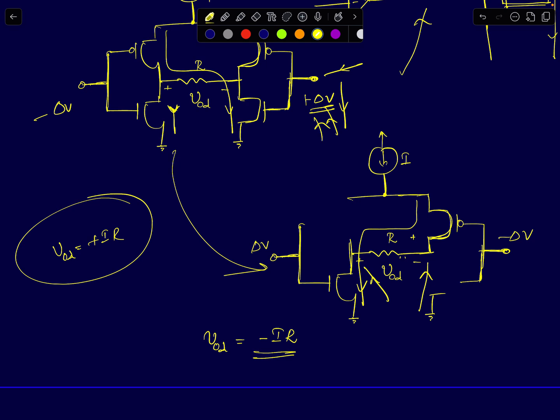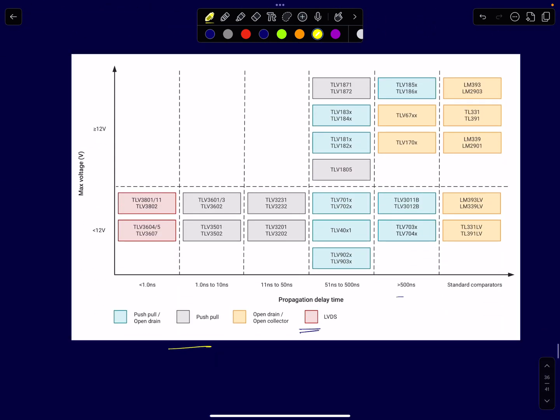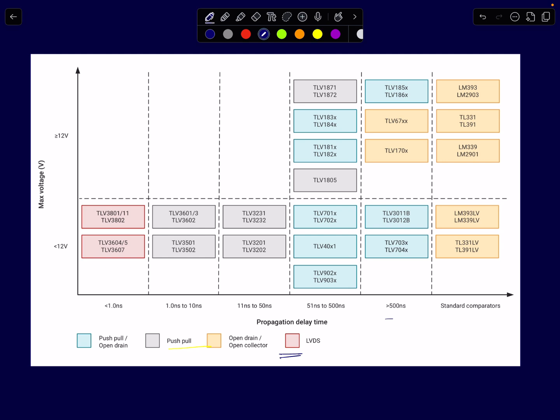It's mainly used in applications where you need high speed. High speed is the very big concern. Then you have to go for LVDS based output comparators. This is a chart I took from, I think, TI's comparator products. If you look at this chart, on the x-axis it shows the delay. This is the propagation delay of the comparator's output, the rise or fall time propagation delays. It's an indication of speed.